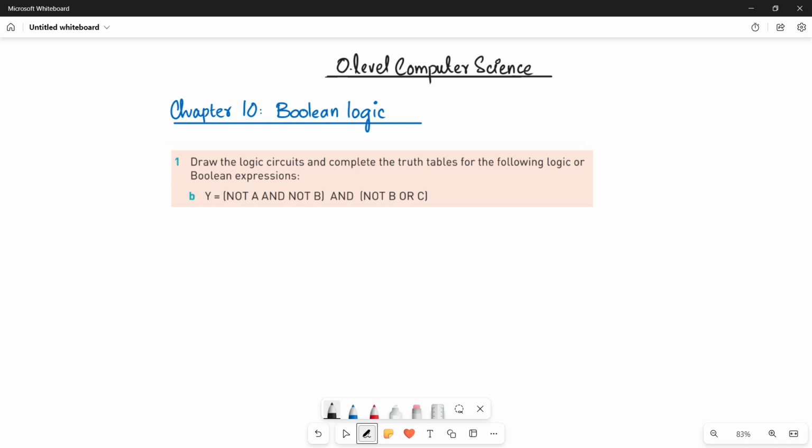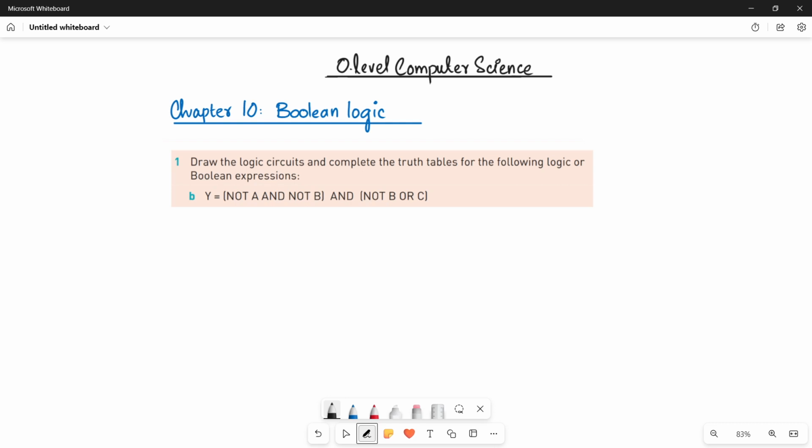10, Boolean logic. Since we have started activity 10.4, this is going to be question number 1, part B of the same activity 10.4. Here you have to draw the logic circuit and complete the truth tables for the following logic or Boolean expressions. In part B, the expression that is given to me is Y equals NOT A AND NOT B.